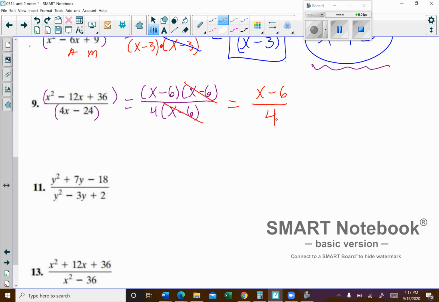You can leave it like that. Do not try to cancel the 4 with the 6, because the 4 is also dividing into the x, and so that wouldn't be fair. So you remember, these go together as a team. They stay as a team.